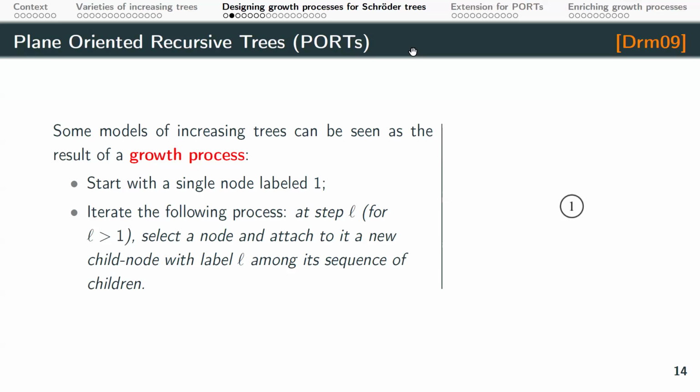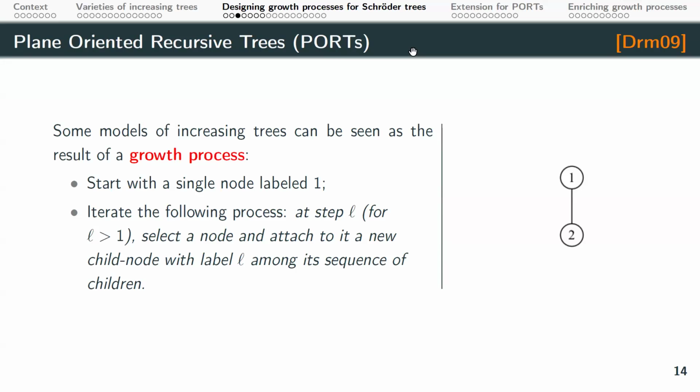Okay, so we start with a single node labeled by 1. And now I have a process that I iterate through time, and at step L, I select a node, and I attach to it a new child node labeled with this value L, that is the step number, among its sequence of children. So for the moment, I have a single node here, 1, so I must choose 1, and it has no child, so I have no possibilities. The second node, 2, is just like this.